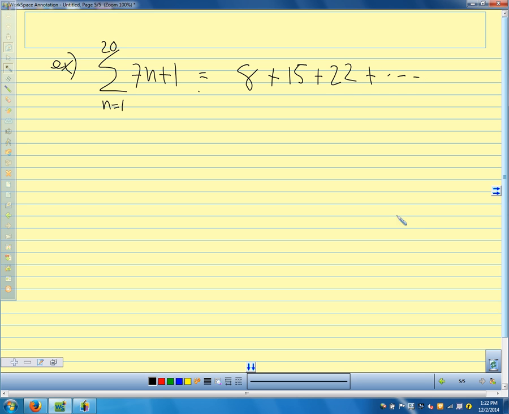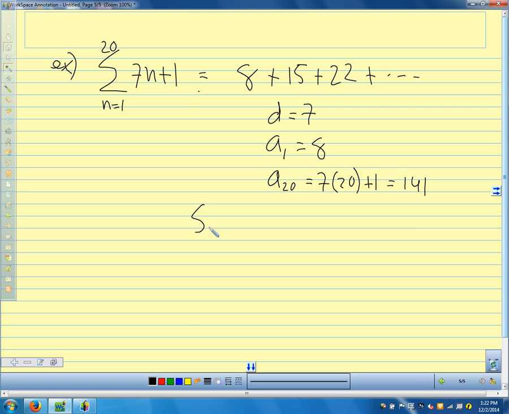Is that arithmetic? What's D? 7. What's a sub 1? 8. And a sub n? A sub 20? We're adding 20 terms here. Just plug 20 in here. This tells us how to find our 20th term. This is our formula for the nth term. So a sub 20 is 7 times 20 plus 1. 7 times 20 is 140. Plus 1 is 141.